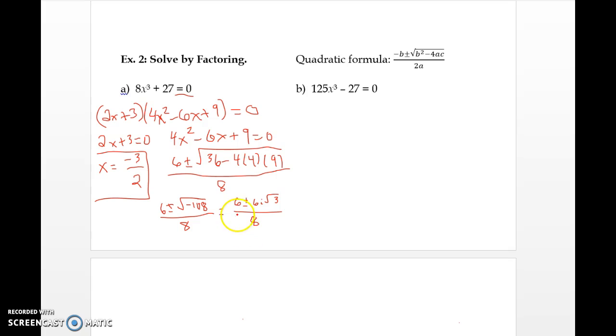And then last step, we can simplify all these outside numbers by 2. So I can take a 2 out of here, and I can take a 2 out of here. I can take a 2 out of here. So I really get 3, I'm going to write it over here, 3 plus or minus 3i all over 4.